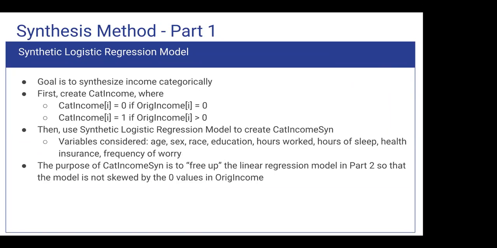And first, using a logistic regression, we split income as a binary variable so that we have 0 for zero income and then 1 for any non-zero income. And then we use the logistic model to synthesize the 0s and 1s.